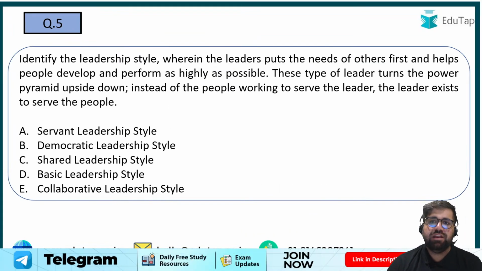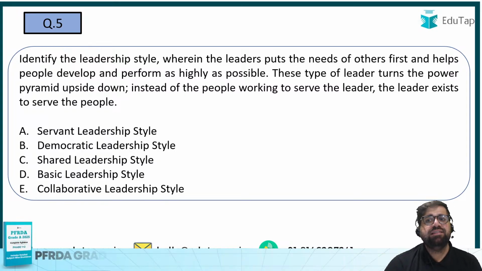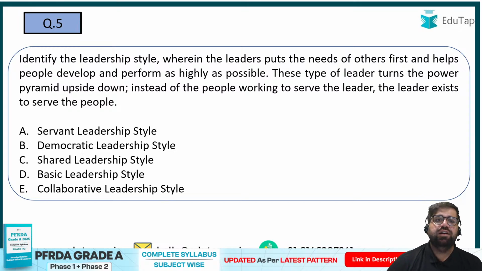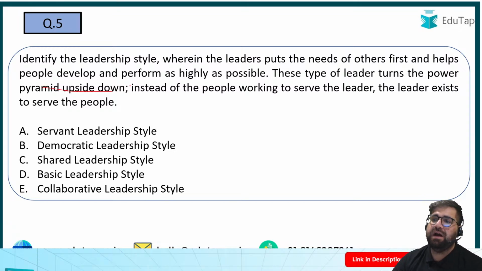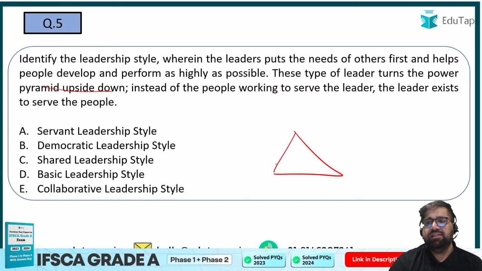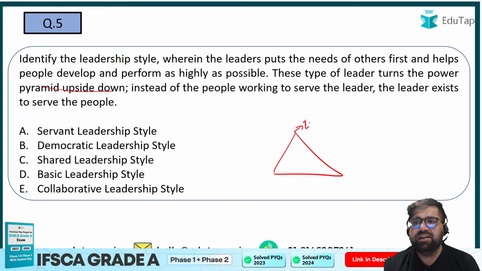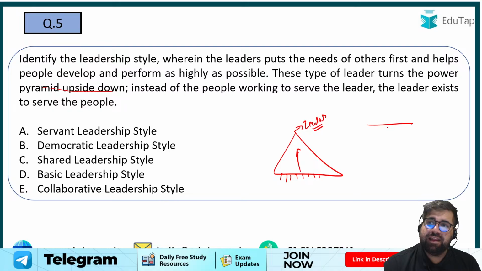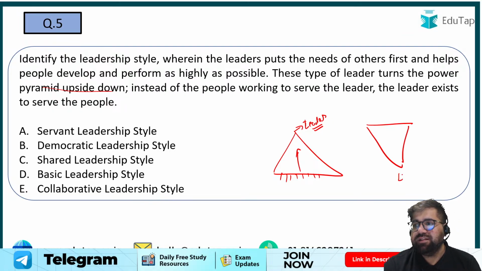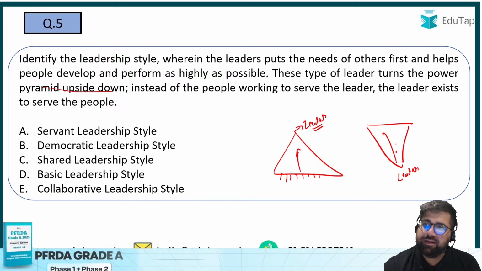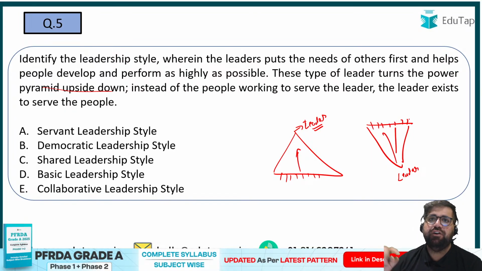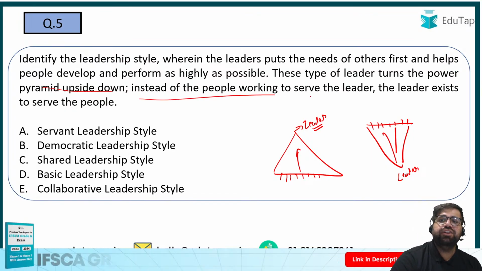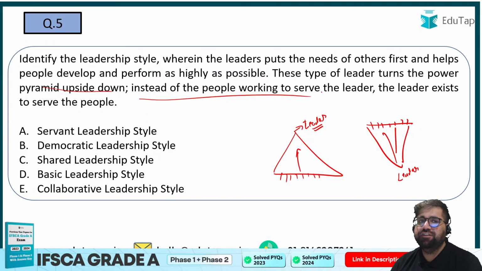Identify the leadership style wherein the leader puts the need of people first and helps people to develop and perform as high as possible. These type of leaders turn the pyramid upside down. Power pyramid. Power pyramid upside down means what? That this is a pyramid. So over here the leader will sit. Okay. Over here the leader will sit, and then the followers will just listen to that particular leader. Okay. But in the case of this particular leadership, the leader comes at the downmost position and the leader listens to all the fellow employees. So the power pyramid is turned upside down. Instead of people working to serve the leader, the leader serves the people.